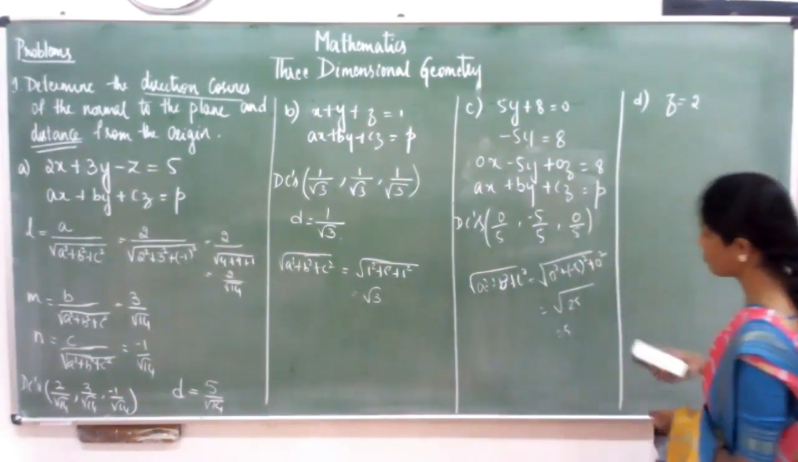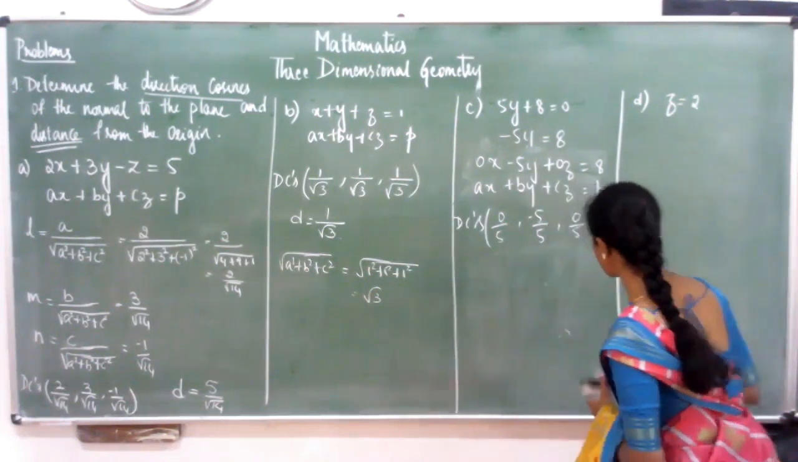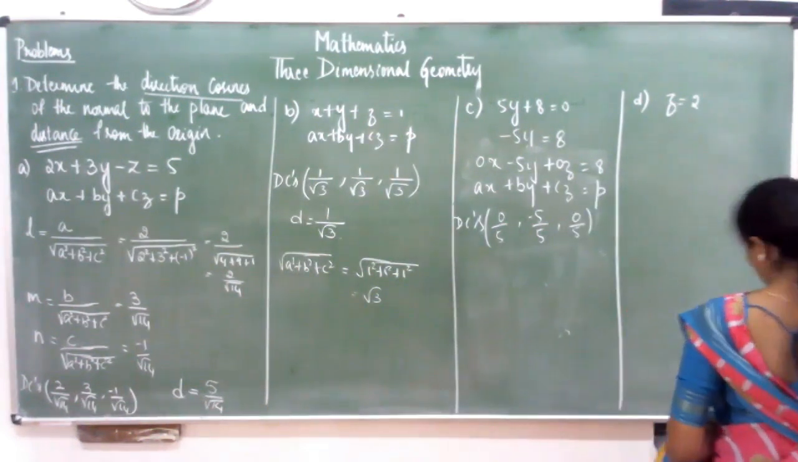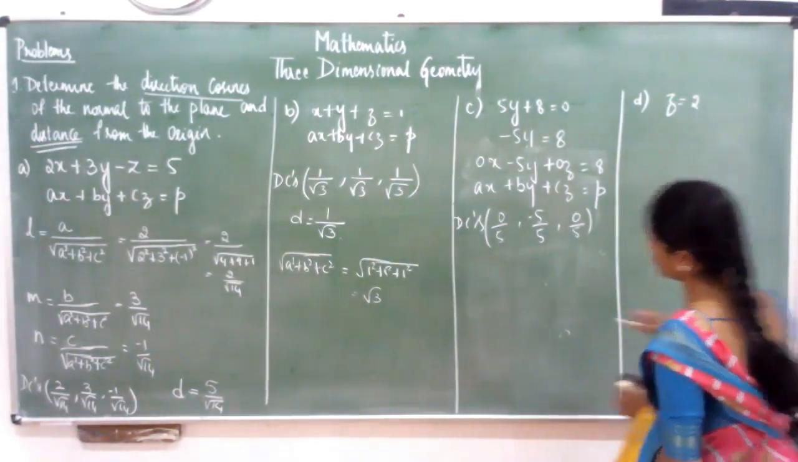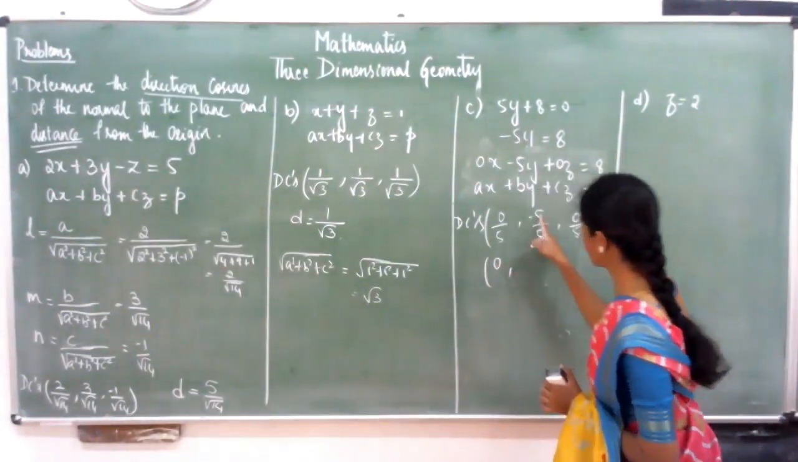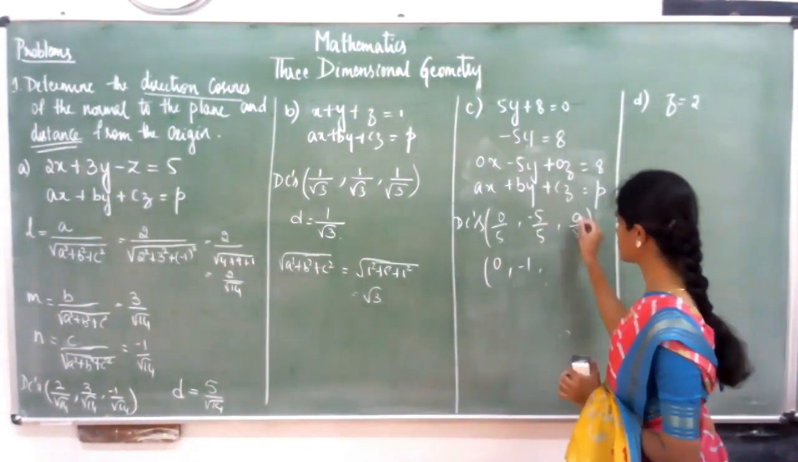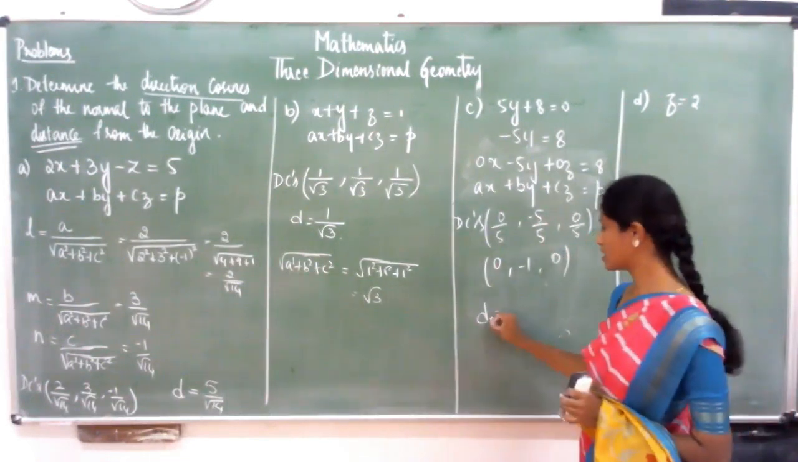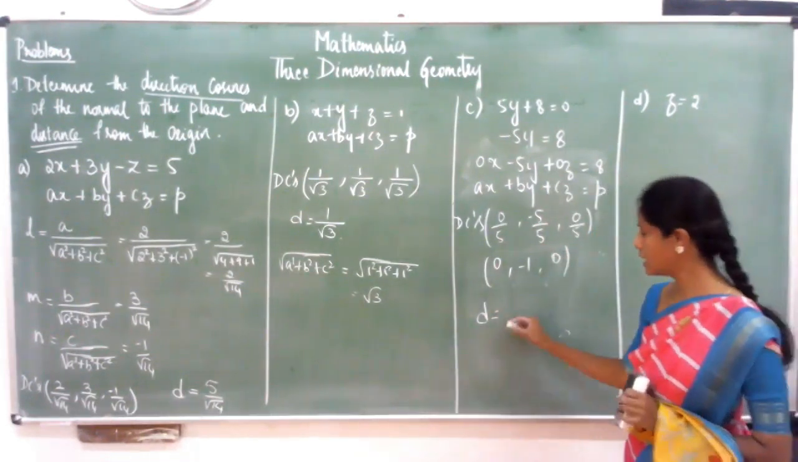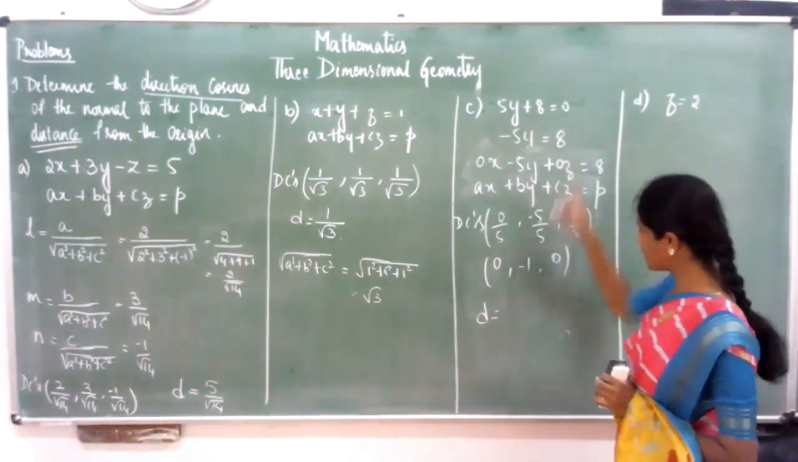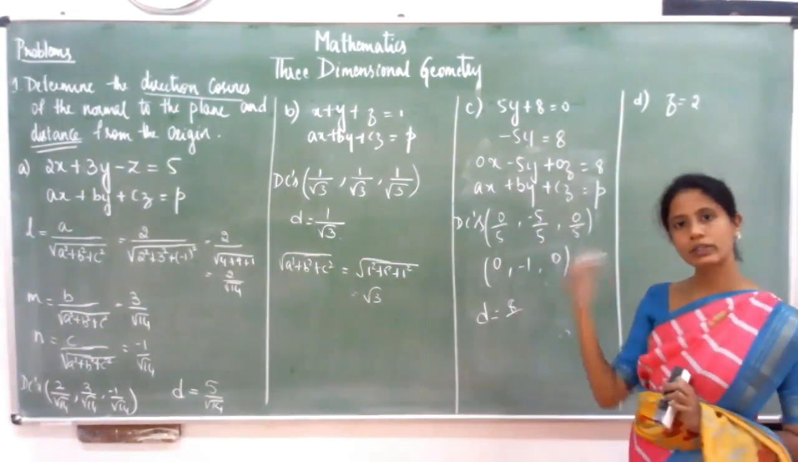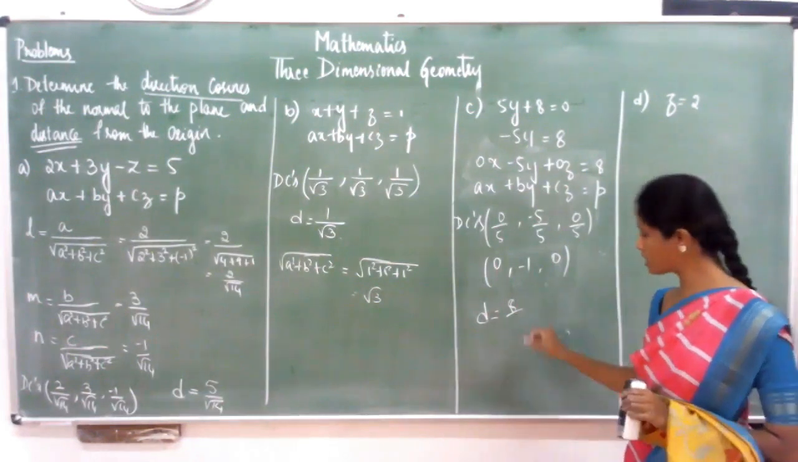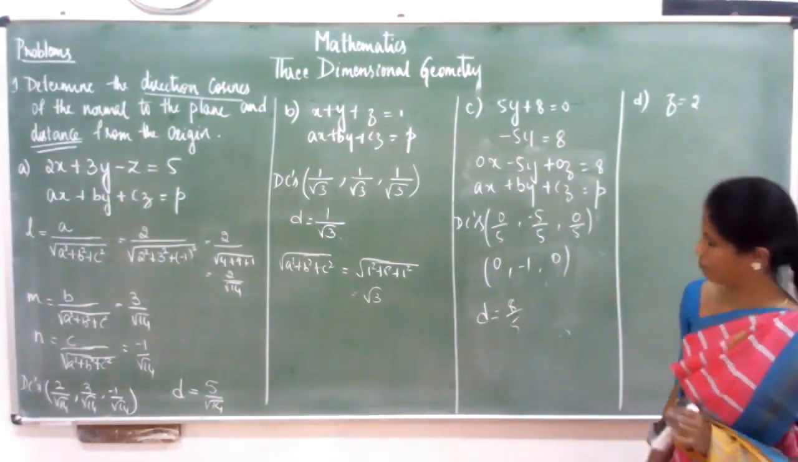Next, if you simplify here, what is 0 by 5 equal to? 0 by 5 is nothing but 0. Therefore, this is nothing but 0, minus 5 by 5 is minus 1, 0 by 5 is again equal to 0. Next, let us find what is the distance d. d is equal to 8 divided by, what did you get as root of a square plus b square plus c square? We got it as 5.